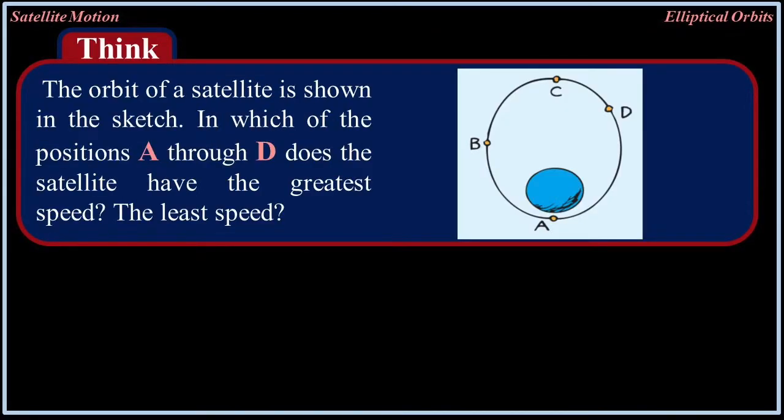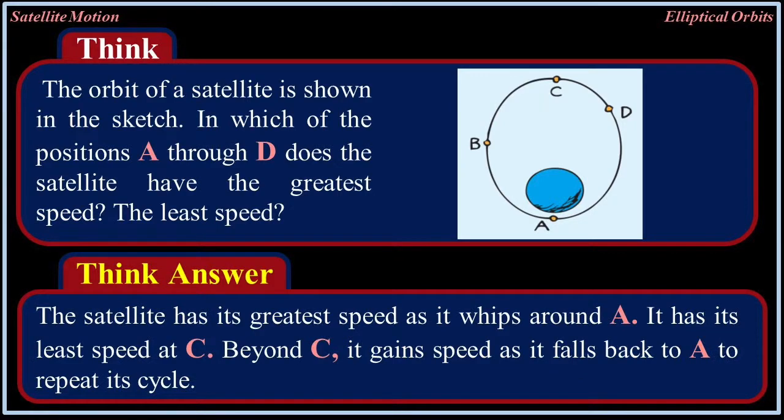Think. The orbit of a satellite is shown in a sketch. In which of the positions A through D does the satellite have the greatest speed? The least speed? The satellite has its greatest speed as it whips around A. It has its least speed at C. Beyond C, it gains speed as it falls back to A to repeat its cycle.